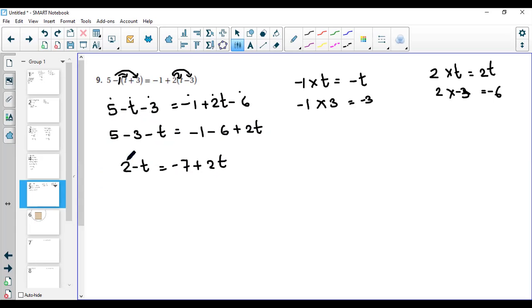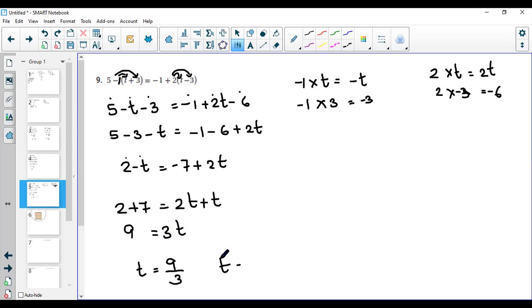Okay, now let's solve. Now this is the time you have to solve because you have 2 on each side. So move the variable to one side and keep the numbers on the other. That's going to give you 2 plus 7 is 9, which is going to be equal to 2t plus t is 3t. Are we done with the question? Of course not. We have to remove the number attached to t. So 3t equals 9, divided by 3. So t is going to be equal to 3. So this is your answer.